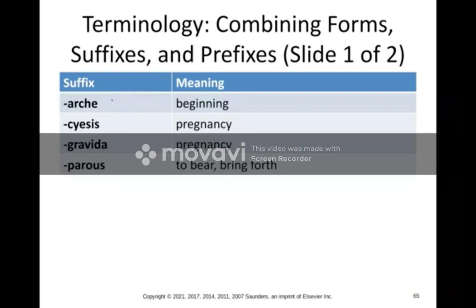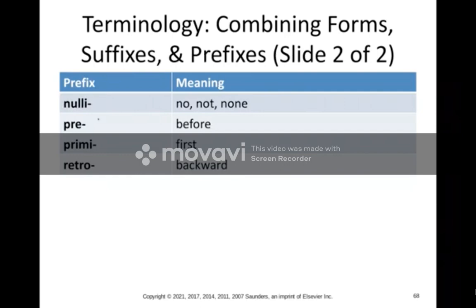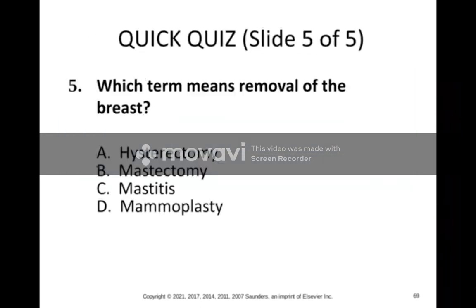The suffixes are archi, cyesis, gravida, para, rhea, salpinx, tocia, virgin, dis. Oh, here we're in our prefixes again: dis, endo, in, intra, multi, nulli, pre, primi, retro.